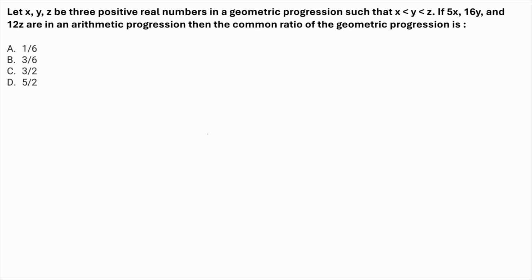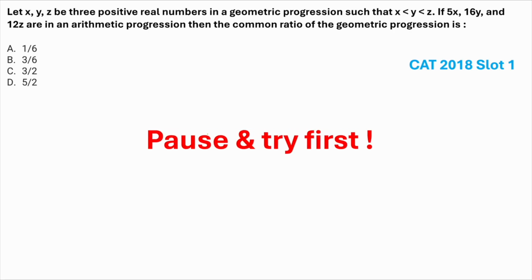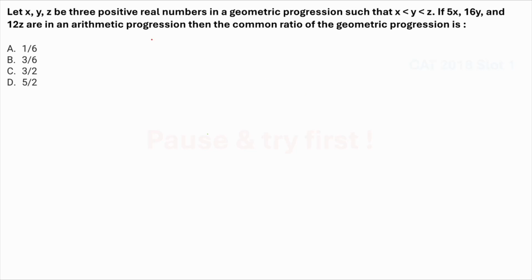Hi everyone, you can try this next question from CAT 2018, the first slot. Please pause the video and you can resume for the solution. So the question says, let x, y and z be three positive real numbers in a geometric progression such that x is less than y which is less than z. If 5x, 16y and 12z are in arithmetic progression, then the common ratio of the geometric progression is.